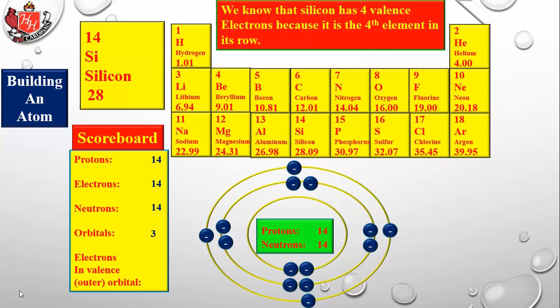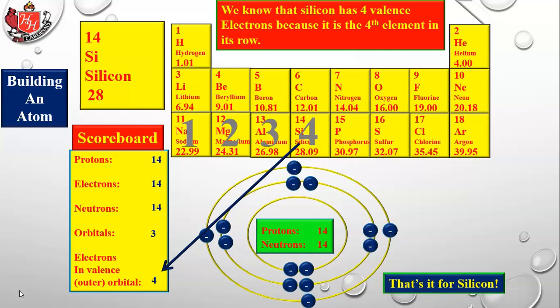We know that silicon has 4 valence electrons because it is the 4th element in the third row. Sodium is 1, magnesium is 2. Now you skip across and you got aluminum is 3, and silicon is number 4. So that's how you know how many valence electrons. And sometimes that's the only thing that you want to know, is the number of valence electrons, without having to draw this whole diagram. So that's how you can determine that.